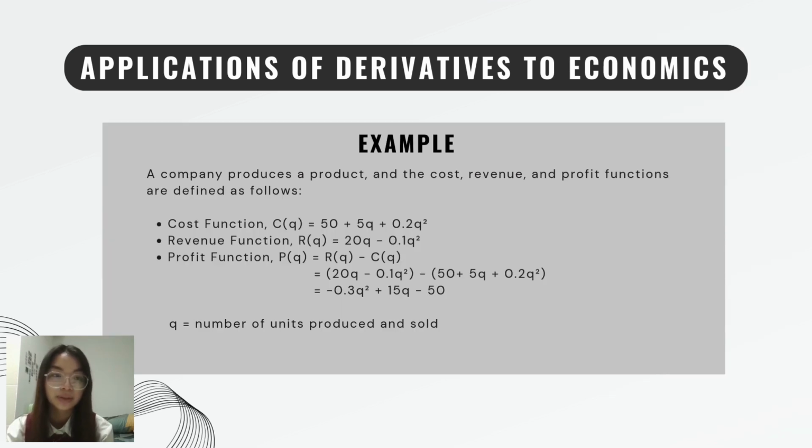So here's an example. Say a company produces a product, and the cost, revenue, and profit functions are defined as follows. The cost function is 50 plus 5q plus 0.2q squared. The revenue function is 20q minus 0.1q squared, and the profit function is the revenue function minus the cost function, which totals to negative 0.3q squared plus 15q minus 50. Keep in mind that Q is the number of units produced and sold.